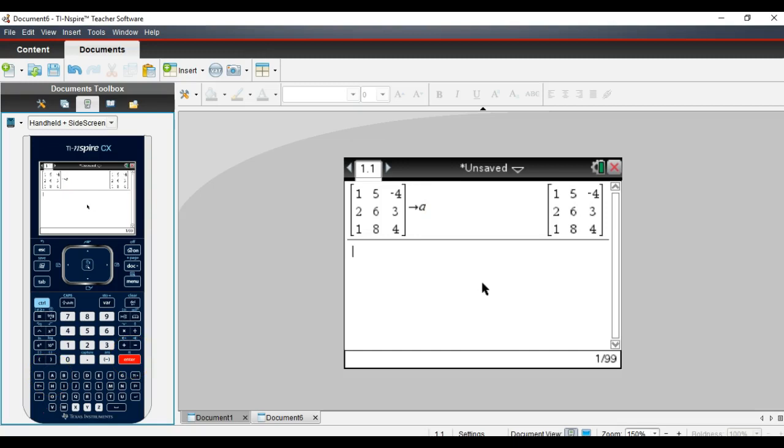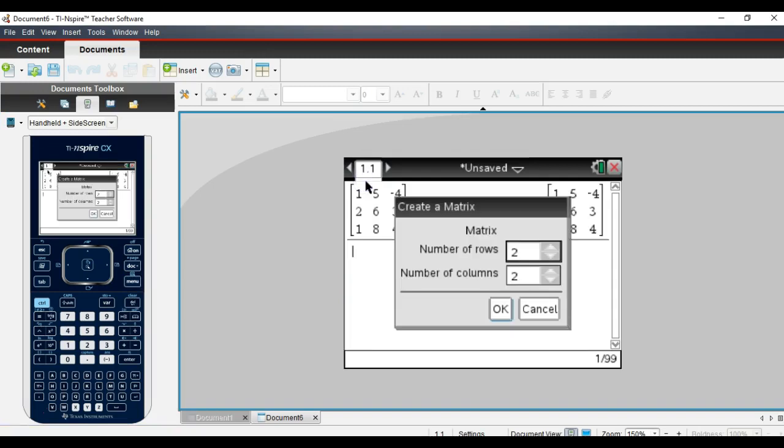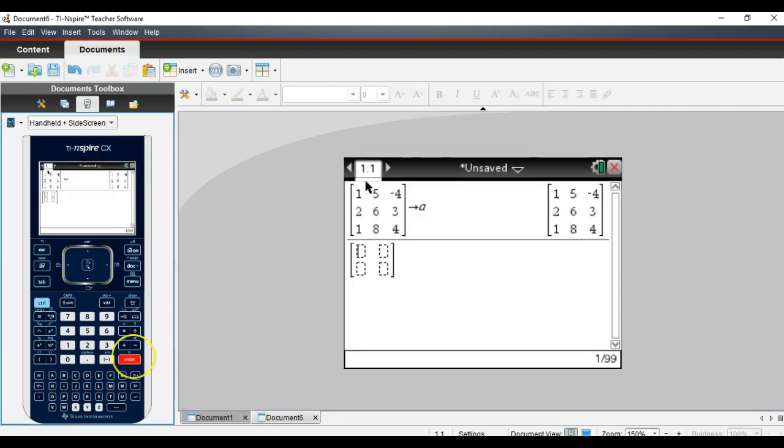Now let's go on to B. Menu, matrix and vector, create a matrix, which is a 2 by 2 matrix B. So B is 3, negative 9. Next row is 14, 2. Move the cursor to the right. This matrix gets stored as matrix B. Control, var, B. Matrix B is now stored.